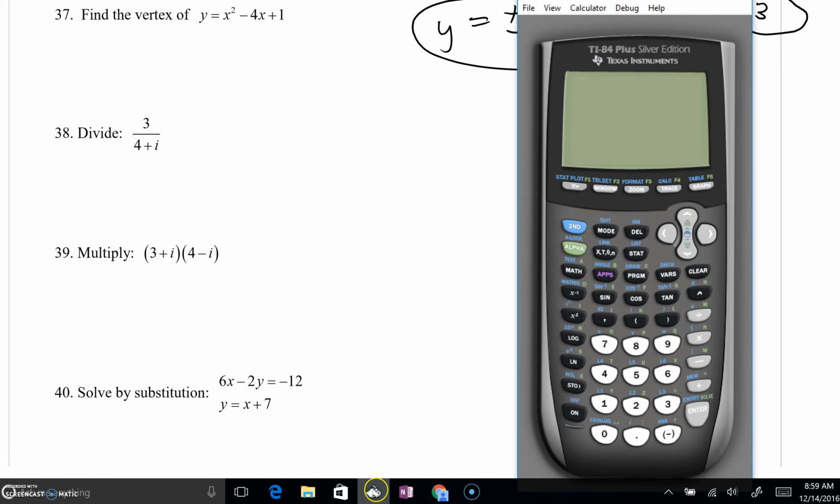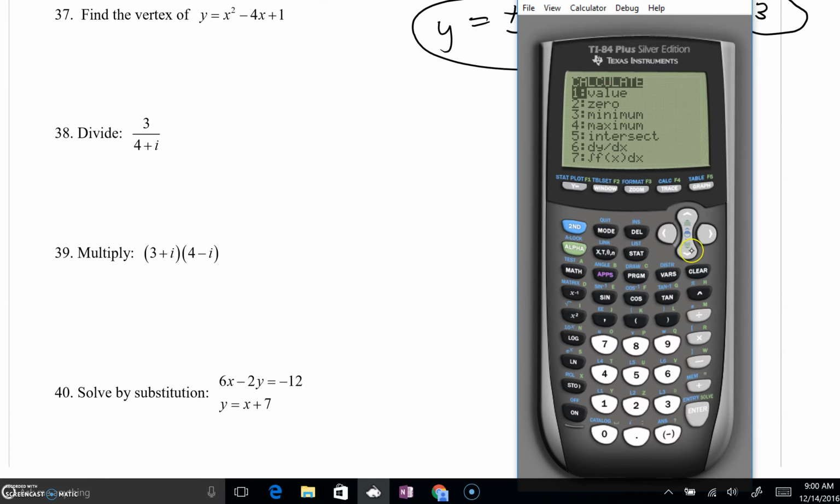Picking up with 37, a problem that should look somewhat familiar. We just did a vertex problem for a parabola. Let's do this one. X squared minus 4x plus 1. When you hit graph, sure looks like we have a minimum, a low point. You can see that's like the bottom of the valley.